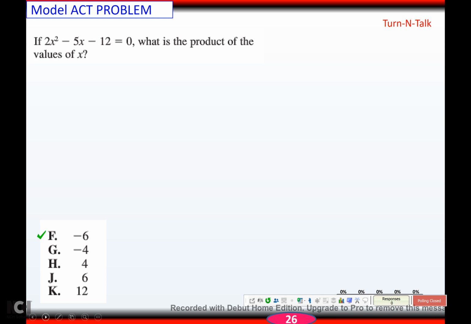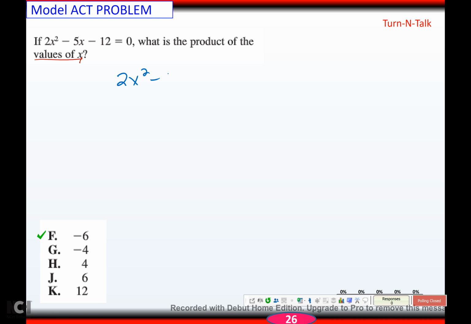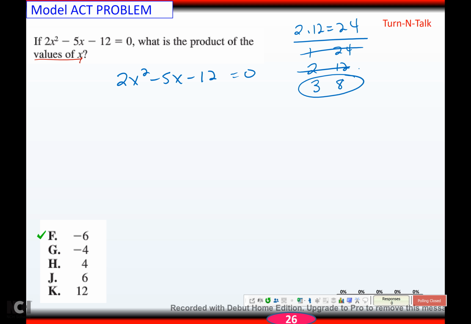And hopefully you got -6. If 2x squared minus 5x minus 12 equals 0, what is the product of the values of x? So they're telling me to figure out what x is, which means I need to factor this. Okay? So I'm going to have to do a times c because a is not 1. So 2 times 12 is 24. Factors of 24. 1 and 24 will not make 5. 2 and 12 won't make 5. 3 and 8 will make 5.